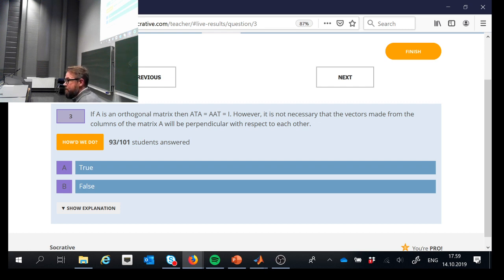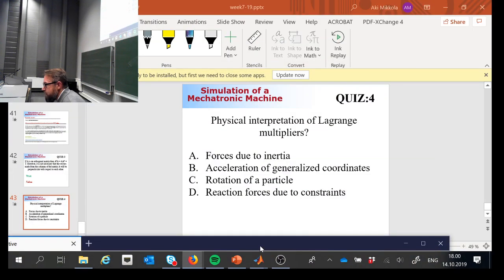Okay, while we're still struggling with the technical difficulties, think about this. What is the correct answer for the second one? Again, a typical question you can find in the midterm exam.